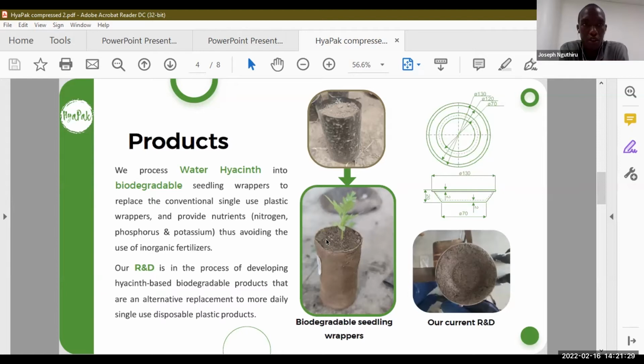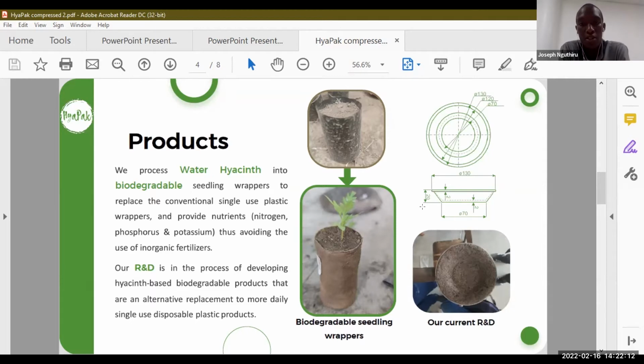So the innovation, that's where we came up with the product that you've mentioned. We won the East Africa Youth for Climate Action because we are processing water hyacinth into biodegradable seedling wrappers that are going to replace the conventional single-use plastic wrappers. I hope you can see my cursor. These are the normal ones that we plant, the conventionals that you're used to. The problem with this is that you can't plant with the paper, so you have to remove the paper during planting. So that's when we came up with this. It's made out of water hyacinth.